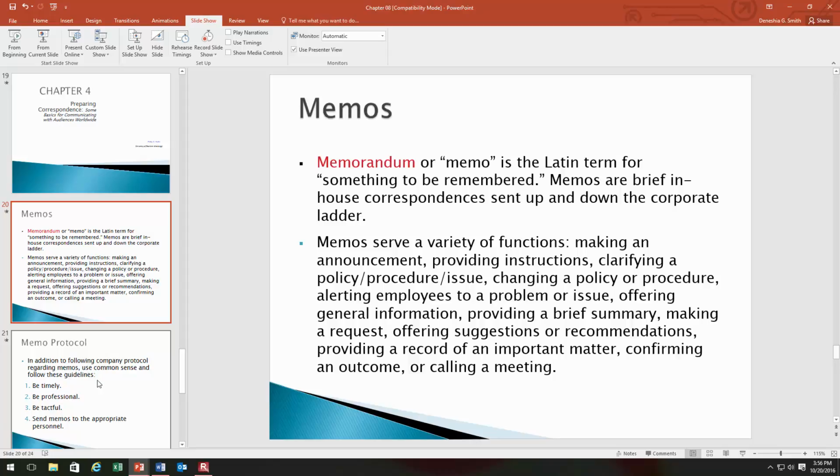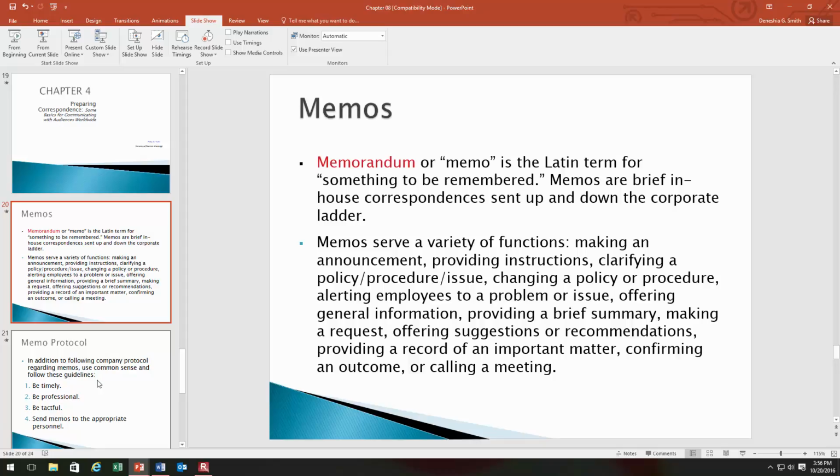I'll point out a couple of other quick things. I want you to make sure you understand that a memo and a letter are two completely different things, and the formatting of them is completely different as well. With a letter, you'll remember we had the inside address, which was the recipient's address. We don't have that on a memo. There's no need to put that on a memo.